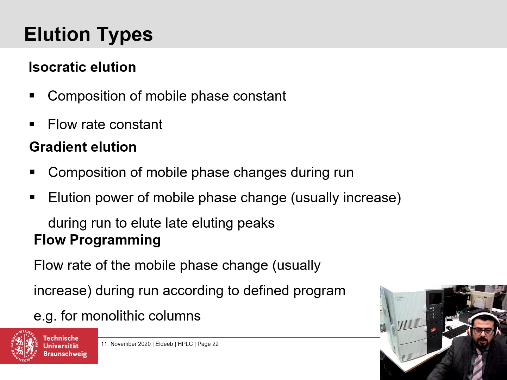The third one, which is relatively new, is called flow programming and is only possible with columns that allow high back pressure like the monolithic columns. So in this type, flow rate of the mobile phase changes, usually increase, during the run according to a defined program, to allow fast separation in a few minutes.